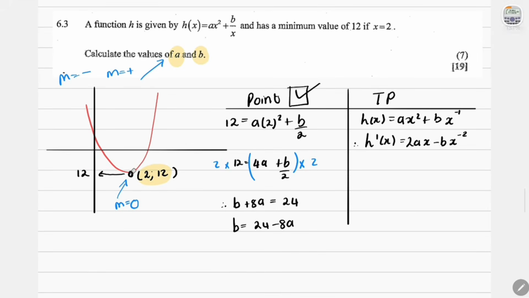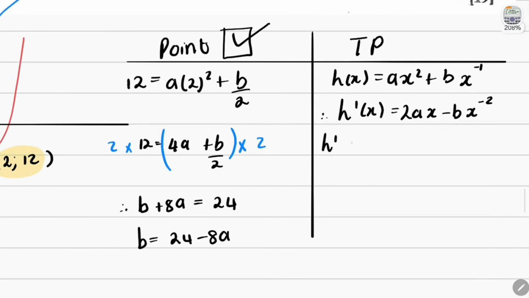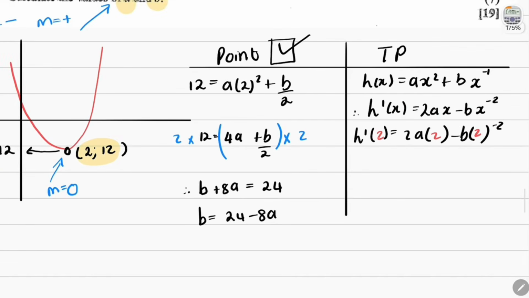But we know that the gradient of h at the turning point, this is where x is equal to 2, we know that that gradient is equal to 0. So we're going to say, let's find the gradient at the point where x is equal to 2. So h prime of 2 is equal to, and in place of x, we're just going to substitute 2 all the way. So minus b times 2 raised to the power of negative 2. And so now we're telling them that we actually know what this gradient is. We know what the gradient of h is where x is equal to 2. That gradient is equal to 0.